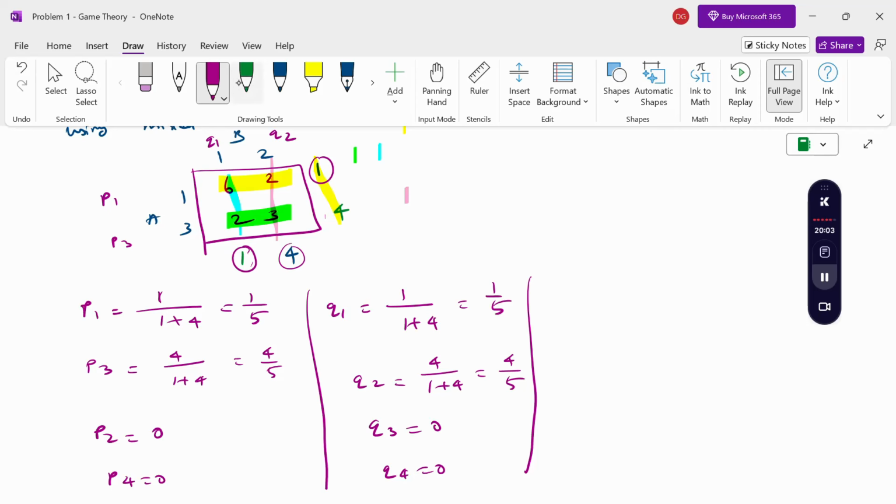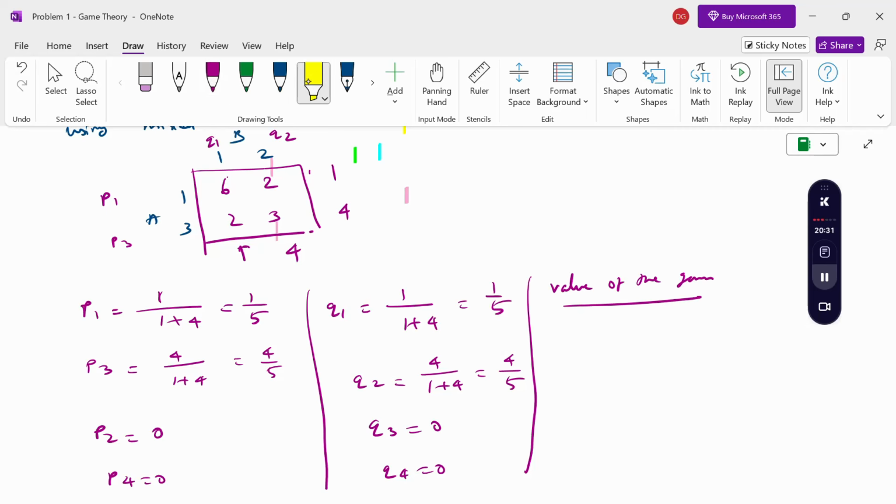Then the value of the game. We have 6, 2, 2, 3, then 1, 4 and 1, 4. Now for the value of the game, we can use row wise or column wise, whatever. Suppose the first row and this row, or this column and this column, whichever we can use. Any one we can choose. So now I am going to choose this term into this term.